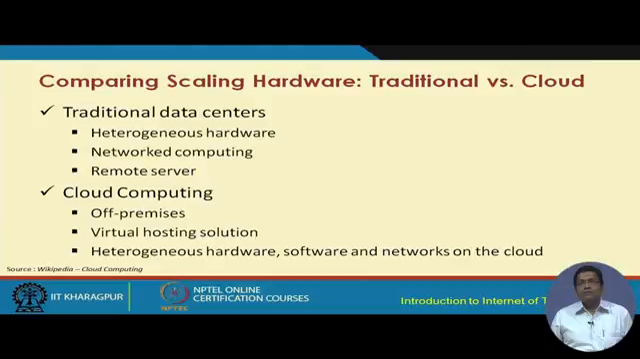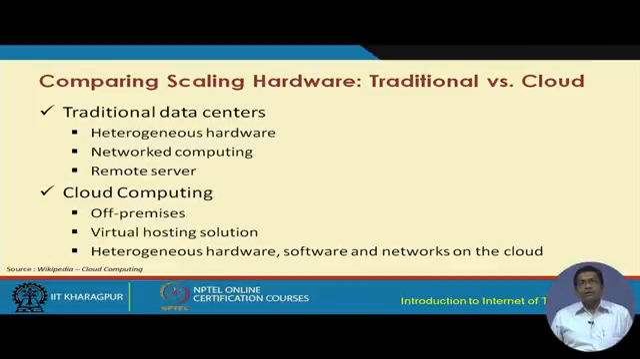Getting access to a remote server means data centers would be hosted remotely, and through this hardware and the networked environment, the users get access to the servers and computing needs, etc. That used to be traditional.